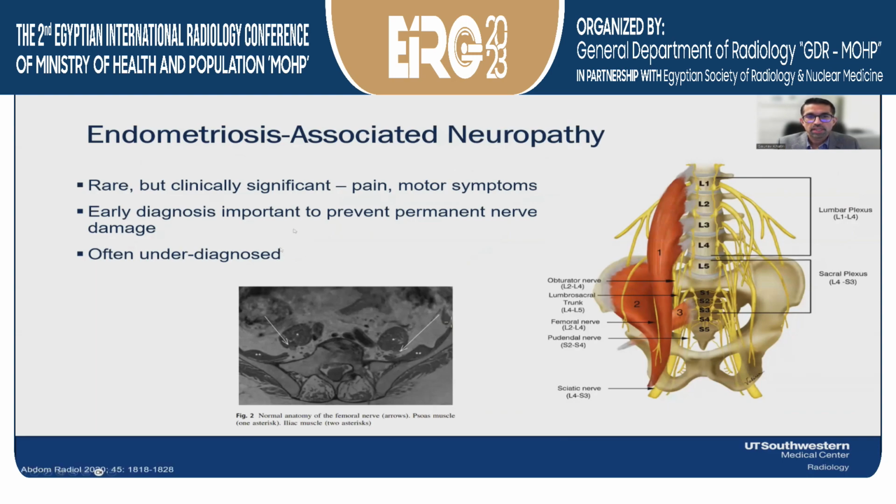Now, endometriosis can result in a neuropathy. It's rare, but it can be clinically significant. So it's really important to know the anatomy of the lumbar and sacral plexus. Here is just an example of the femoral nerves between the psoas muscle and the iliacus muscle on either side. These long arrows are pointing to the femoral nerves.